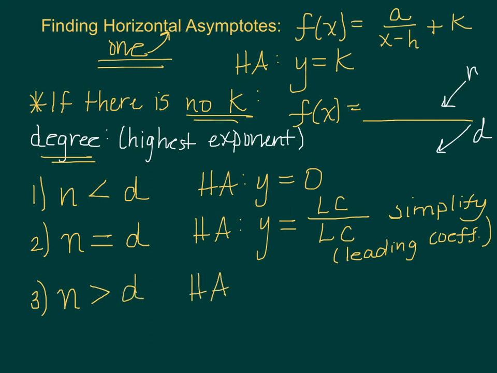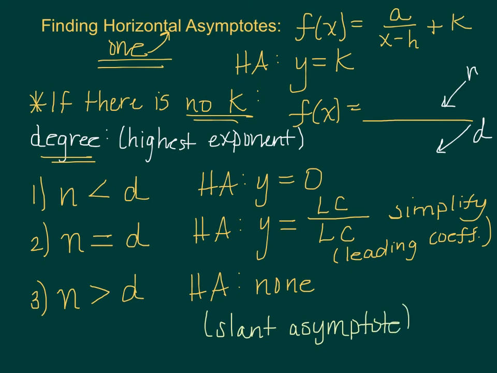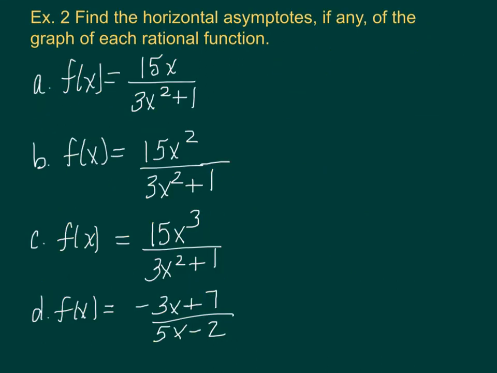your graph will have no horizontal asymptote. You're going to have what we call a slant asymptote, but we'll talk about that when we start graphing. Okay, example 2. Now we're going to find the horizontal asymptotes, if any, because it may not have one, of the graph of each rational function.